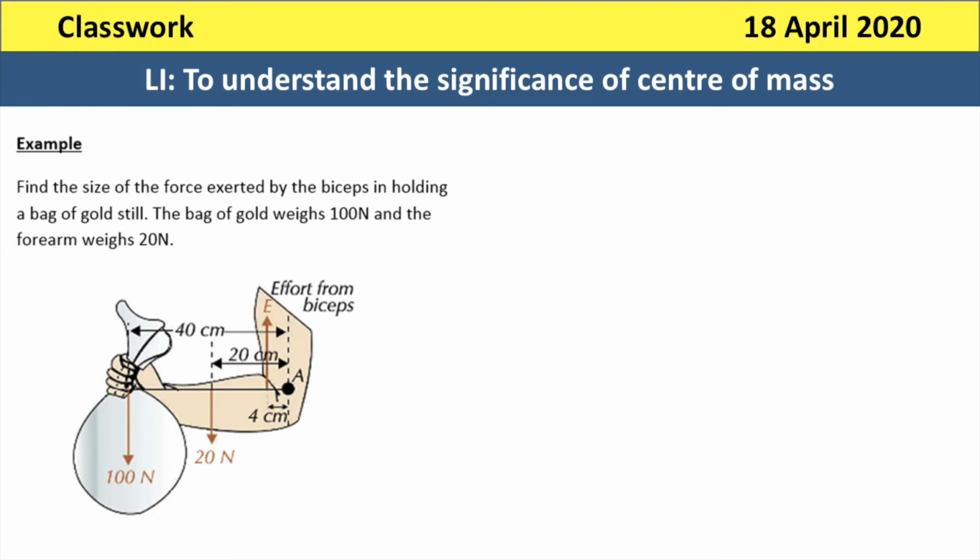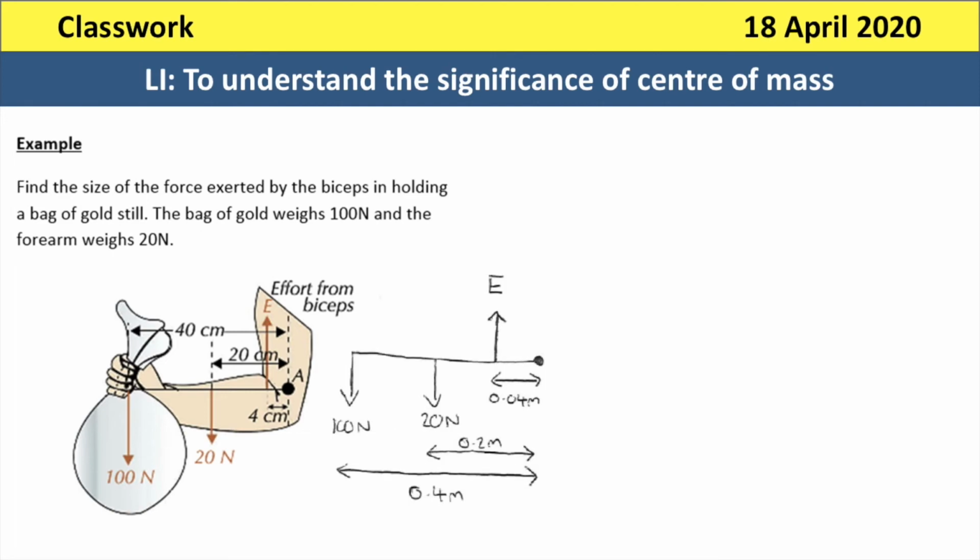We've got the weight of the gold, the weight of the forearm, and then the force caused by the biceps, which they've called the effort force. Now I don't like that diagram, and I would find it much easier if I could see a simpler diagram that just showed the forces and the distance. So I'm going to redraw that first of all as shown here, with the effort force being 0.04 metres away from the elbow, the weight of the forearm being 0.2 metres away from the elbow, and the weight of the gold being 0.4 metres from the elbow.